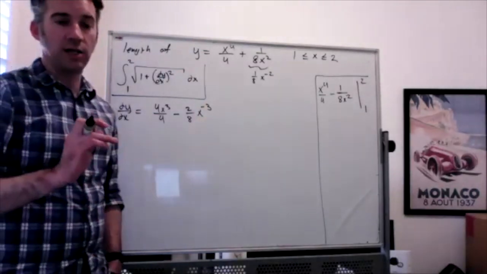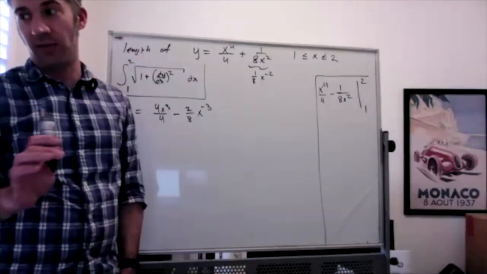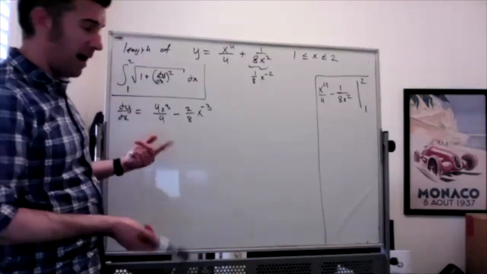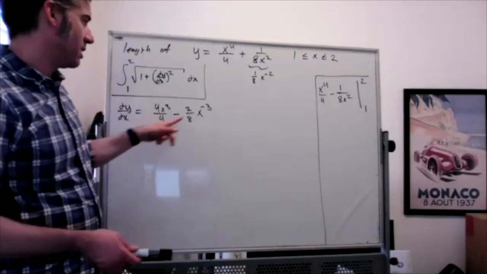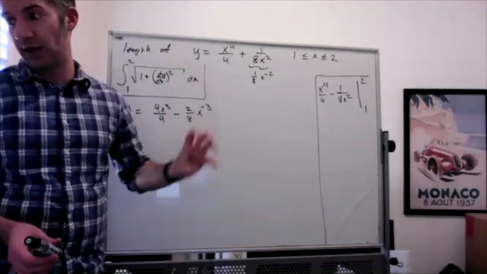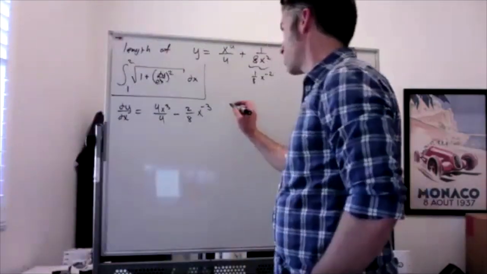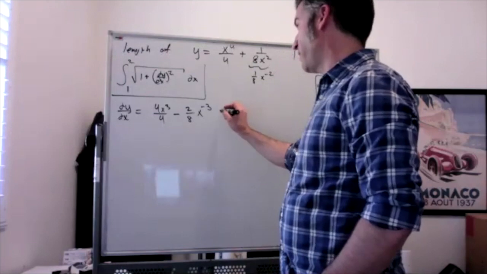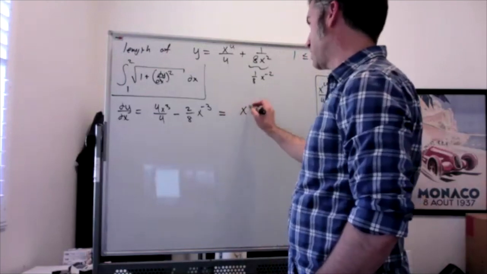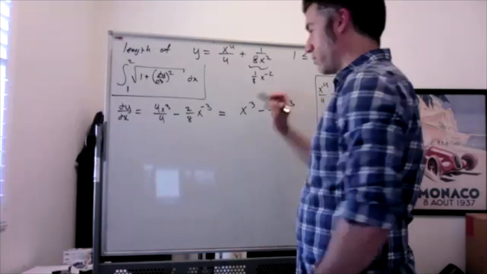A good thing to recognize, or a good indicator that what's about to happen is going to happen, is that after you differentiate, the signs of the variable are the opposite powers. One is positive something, one is the same negative something. Okay, so let's simplify this just a tiny bit. That's x cubed minus 1/4 x to the negative third.